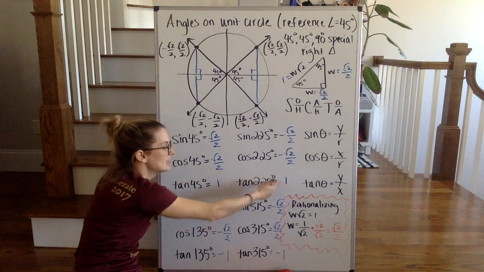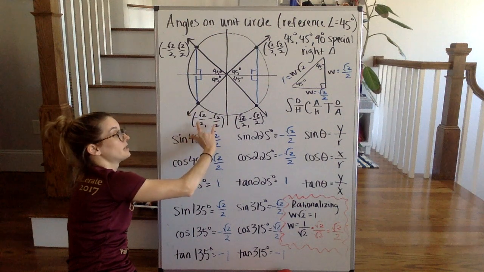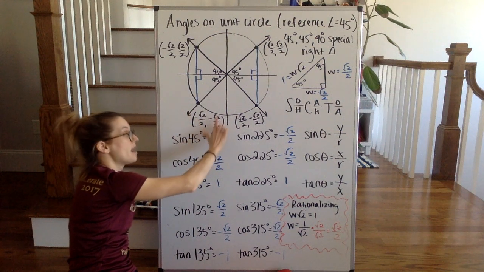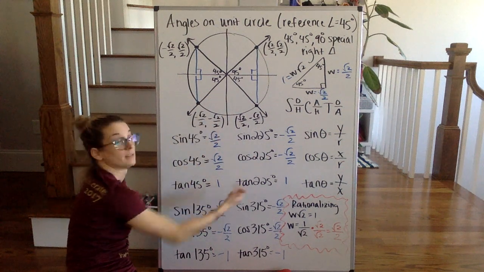And think about, why does tangent become positive but the other two are negative? Tangent becomes positive in quadrant 3 because both y and x are negative. A negative divided by a negative. Y divided by x. That's going to become a positive value.